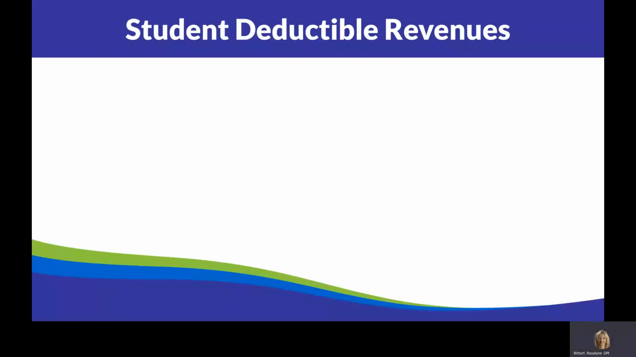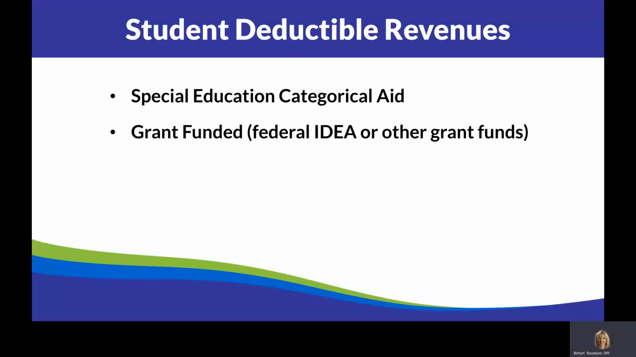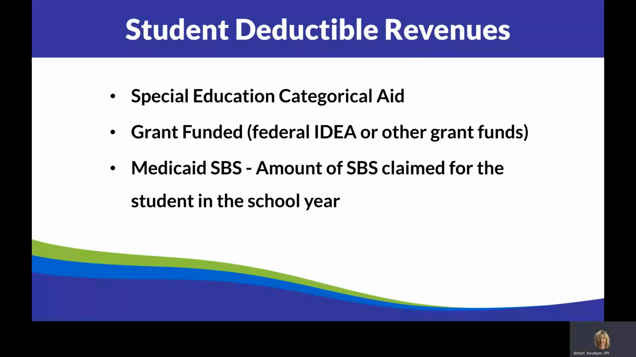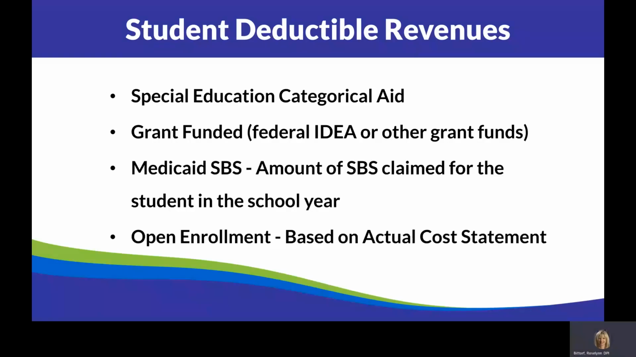So, what are these student deductible revenues? Costs reimbursed under the state special education and school age parents aid program, the federal Individuals with Disabilities Education Act or other grant programs, federal Medicaid, or revenue from an open enrollment transfer based on exact costs of special education and related services.